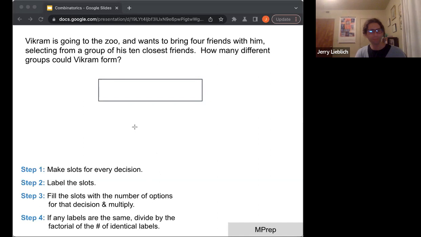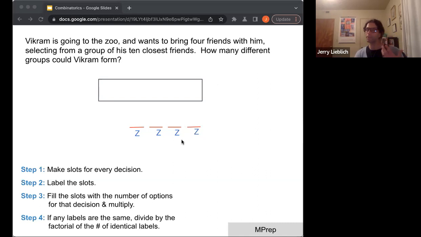So Vikram is bringing 4 friends. So we're going to make 4 slots here. And he's selecting, and each one is somebody going to the zoo. So let's call them a zoo goer. So they're all Z.